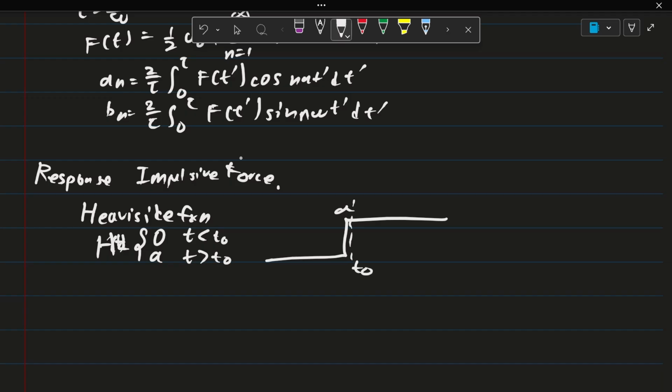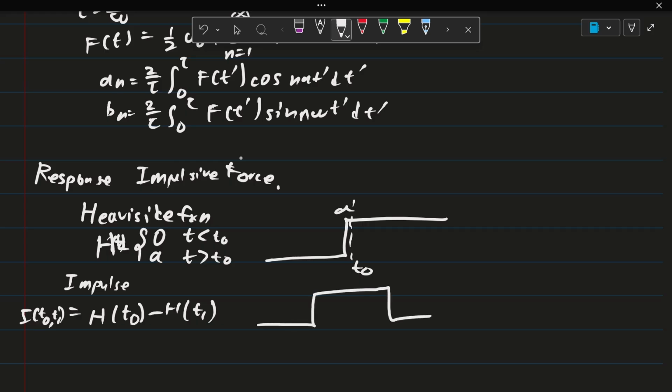We'll also denote the impulse function to be h(t0) minus h(t1). We'll denote this to be I(t0, t1). So it's basically something like this. So it's t0 and this is t1, with a height of A.